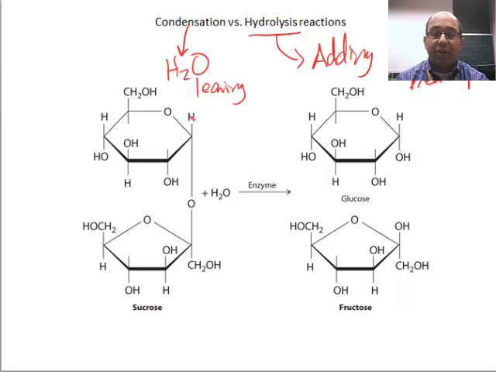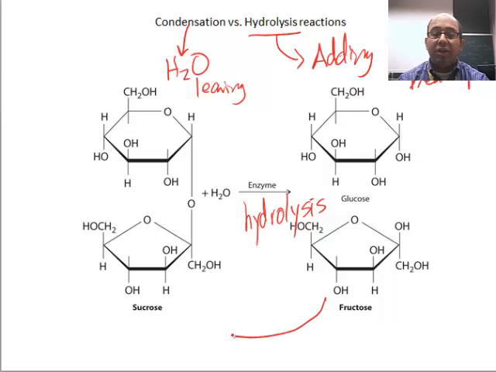So notice here there's an H, and when you add water, the OH from water comes to here, and the other H from water goes to here, and now you have 2 monosaccharides. So this would be called a hydrolysis reaction, because you're breaking up a larger molecule to make a smaller one.